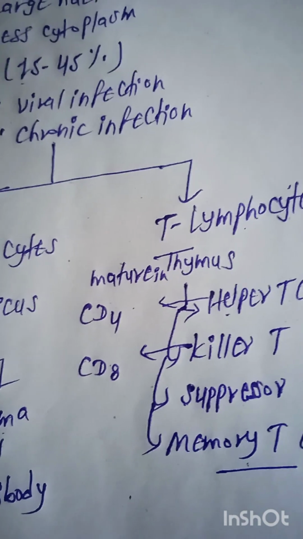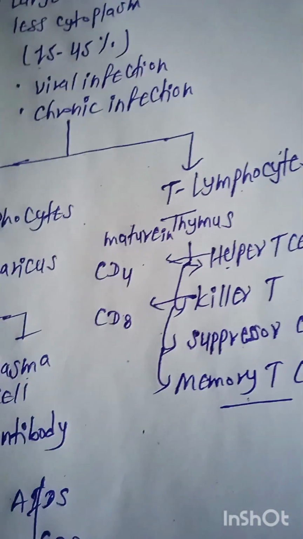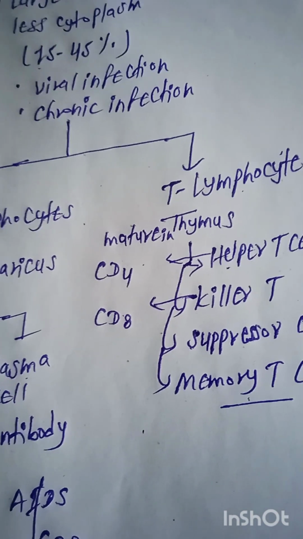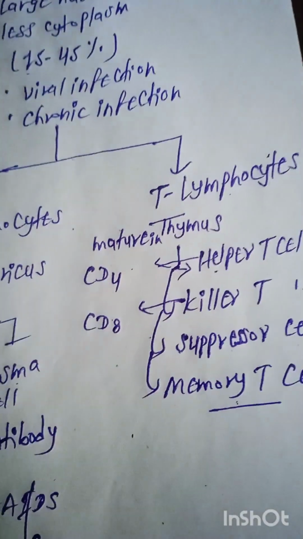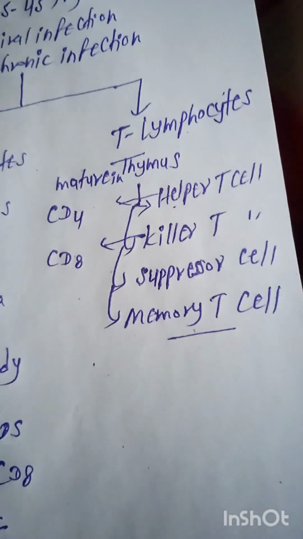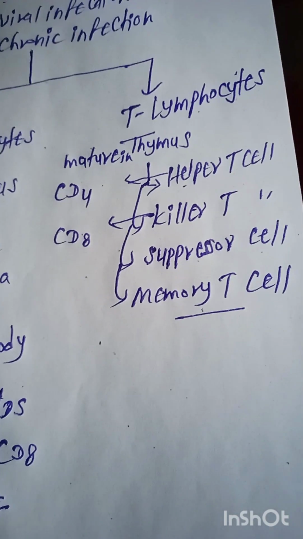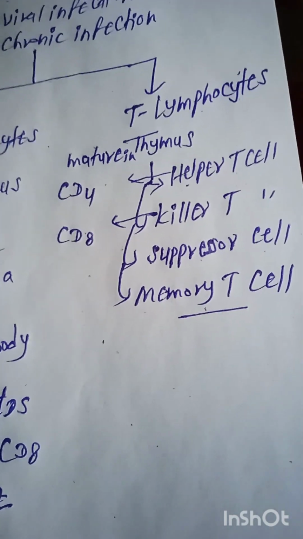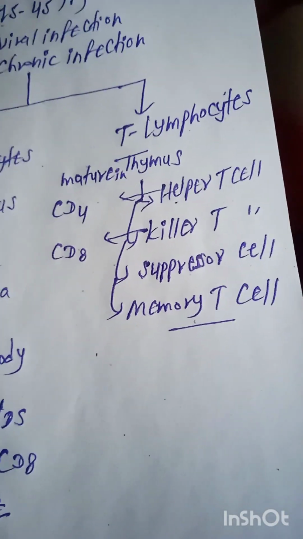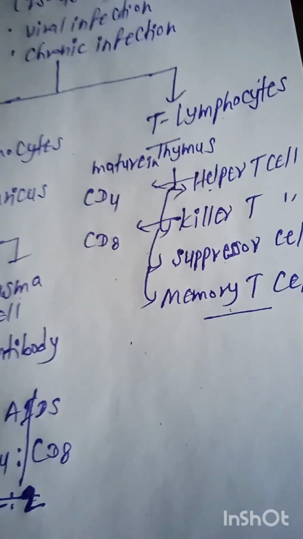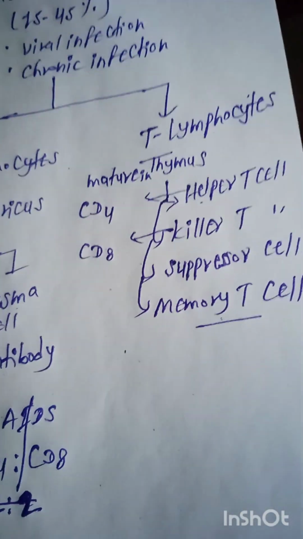Then T lymphocyte. The name T lymphocyte is due to the fact that it matures in the thymus, so it is called the T lymphocyte. T lymphocytes further transform into helper T cell, killer T cell, suppressor T cell, and memory T cell. The helper T cell is called the CD4 cell, and the killer T cell is called the CD8 cell.